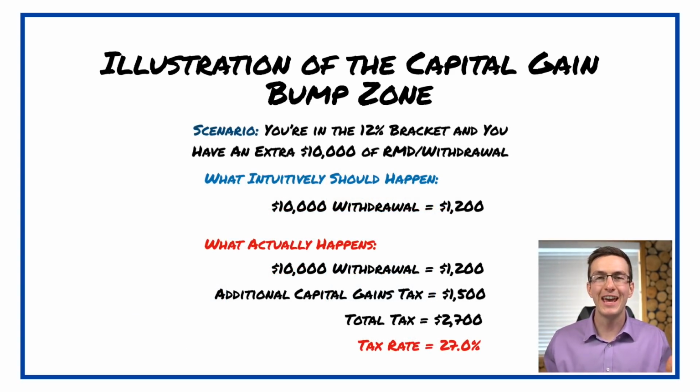And so what's happening in this capital gain bump zone is you're taking a dollar from, let's say, an RMD. That dollar is being taxed at 12%. But because you're taking additional dollars from RMDs, it's pushing your long-term capital gains from being taxed at 0% to being taxed at 15%. So a dollar from an RMD is taxed at 12%, but also forces a dollar from your long-term capital gains to be taxed at 15%. And so that dollar of extra RMD forces a marginal tax rate of 27%.